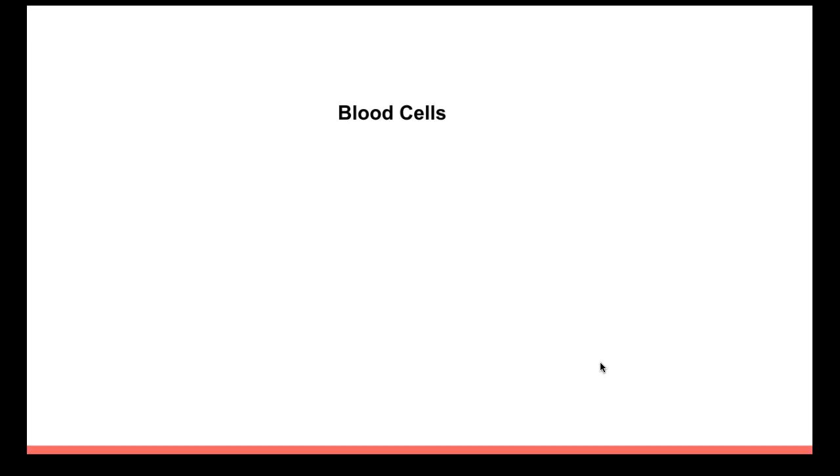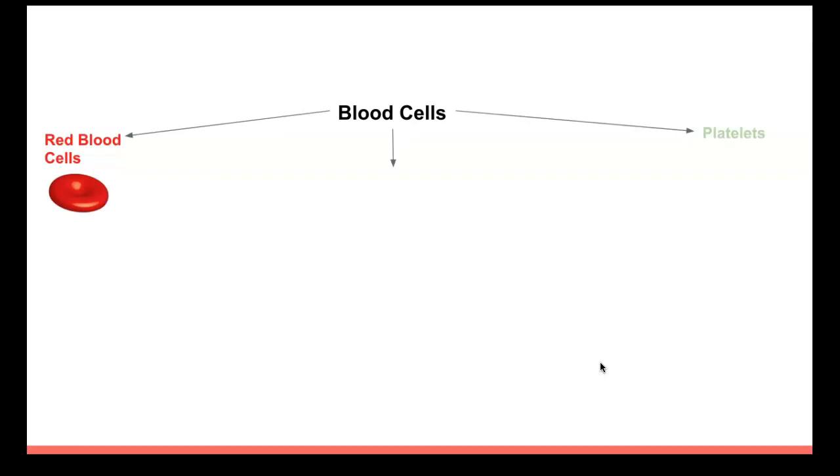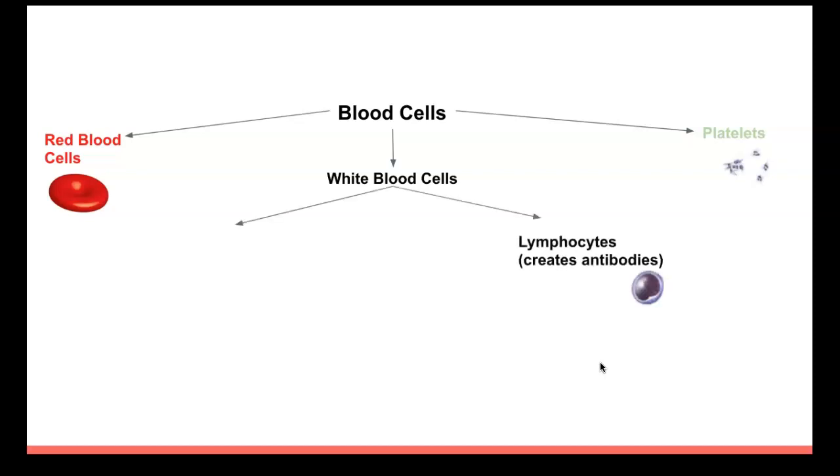So this is just a quick little thing. It's not in your notes, but you can visualize what these cells look like. Red blood cells are biconcave discs. Platelets are little fragments, so they're really small in comparison to an actual blood cell. And white blood cells, we have a bunch of different kinds. Lymphocytes are the ones that make antibodies. They look like this. They have a really large nucleus.